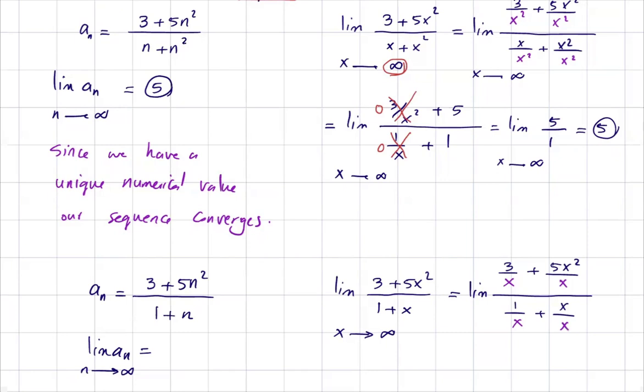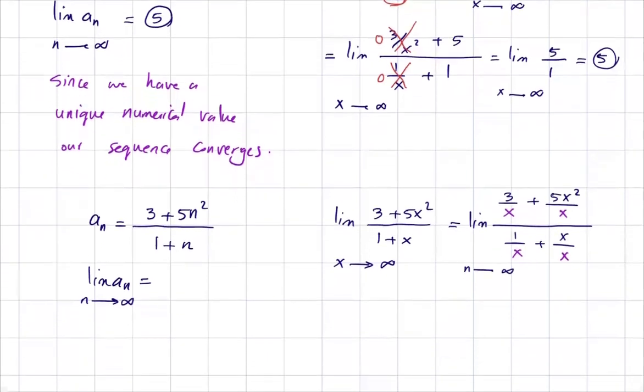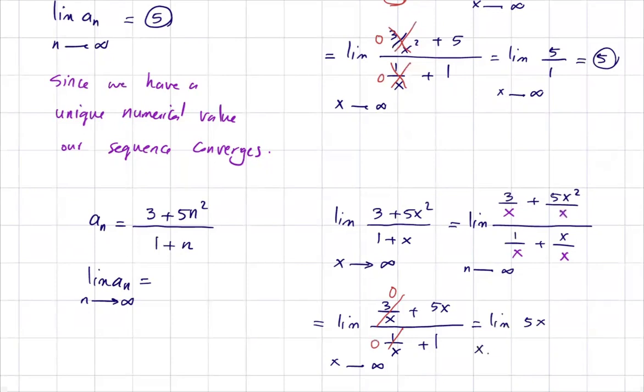So take a look. What's happening here? This is equal to the limit of 3 over x plus 5x over 1 over x plus 1 as x goes to infinity. This guy is equal to 0. This guy is equal to 0. So you end up with the limit of 5x as x goes to infinity, which is equal to infinity.